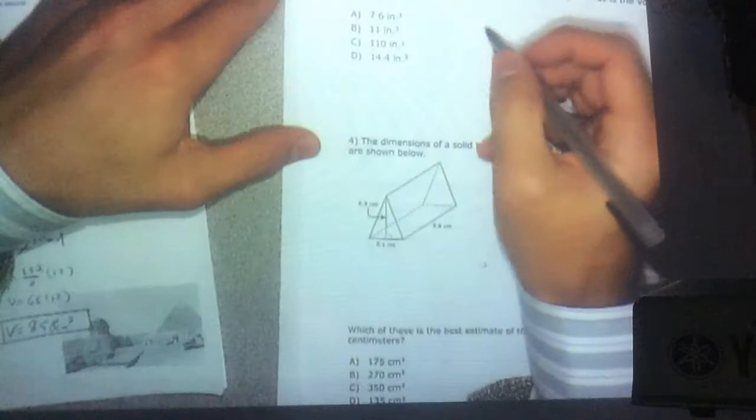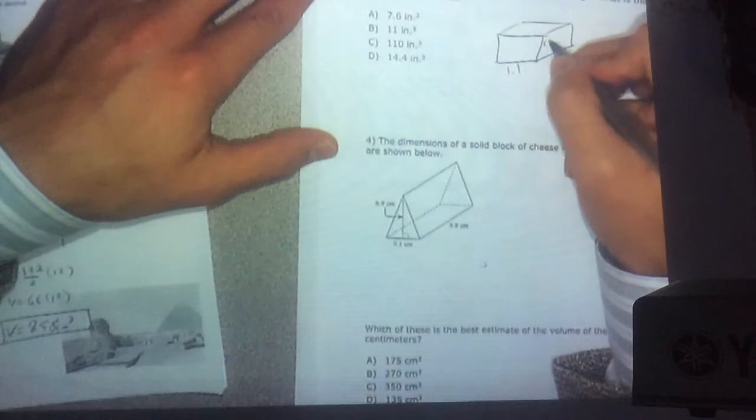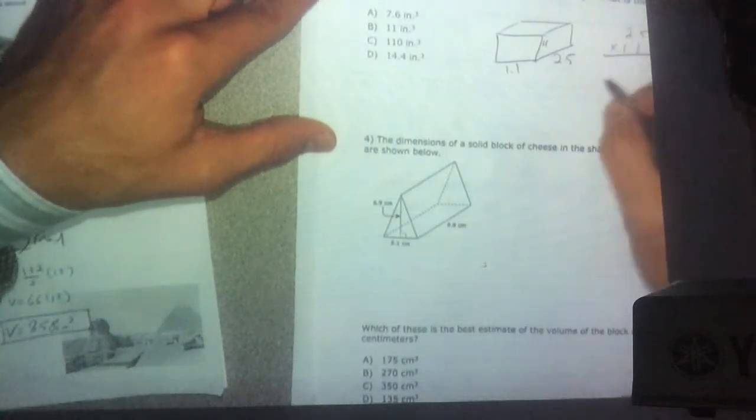Okay. A company sells fruit juice in boxes shaped like rectangular prisms that are 2.5 inches long, 1.1 inches wide, and 4 inches high. What is the volume in cubic inches of 1 box? Well, to figure out the volume of this shape, we just need to multiply 2.5 times 1.1, and this will give me the base.